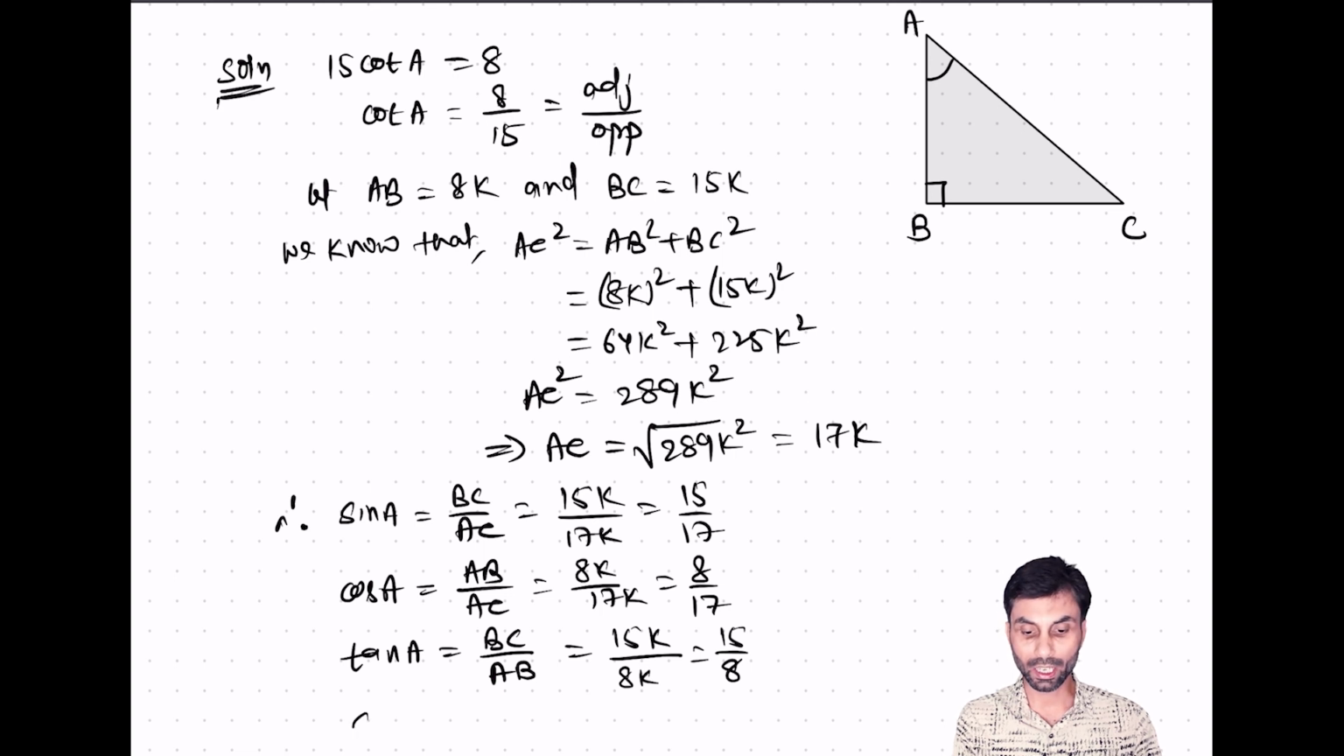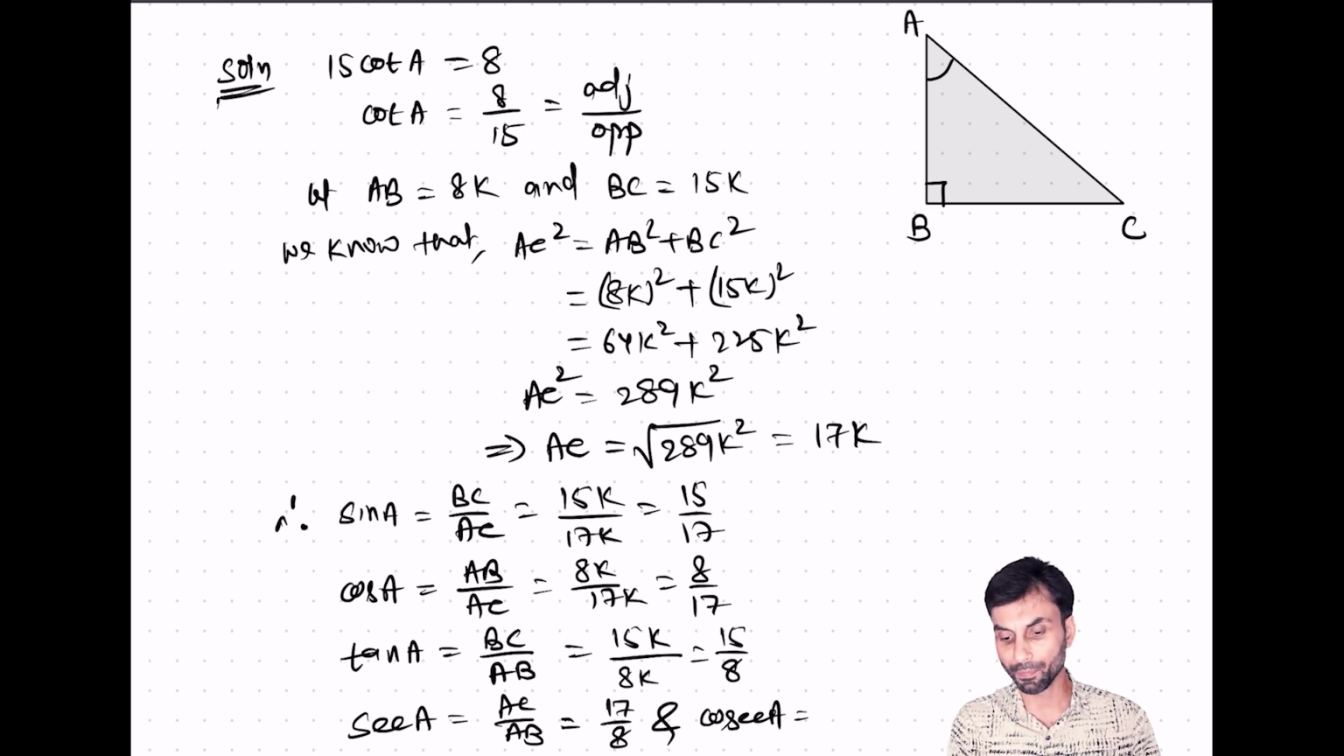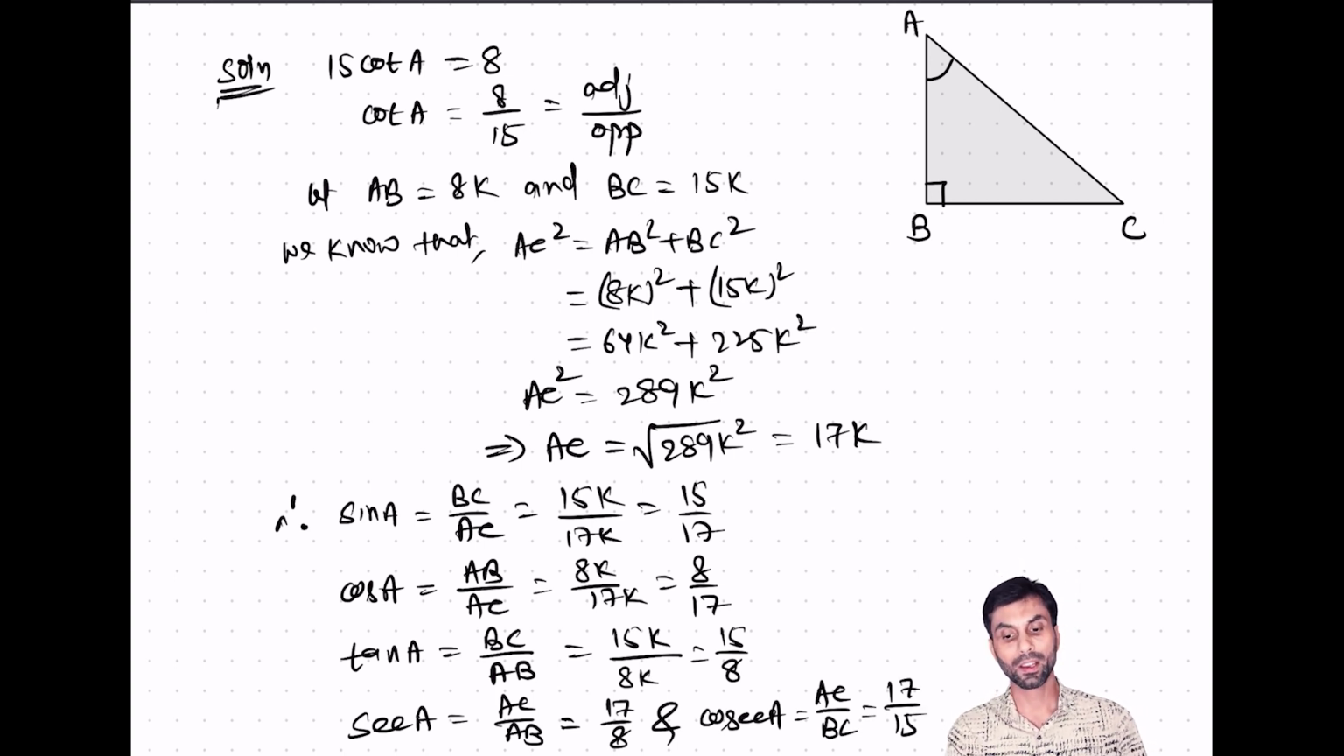And now you can find out the value of sec A, which is just the reciprocal of cos A, which is AC upon AB, and the value of it will be 17 upon 8. And finally, the value of cosec A, which is the reciprocal of sine A, which will be AC upon BC, and so we can write it as 17 upon 15. And this is how we can find out the value of other trigonometric ratios.